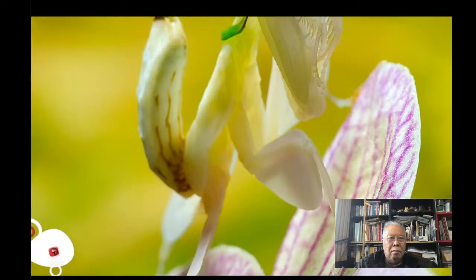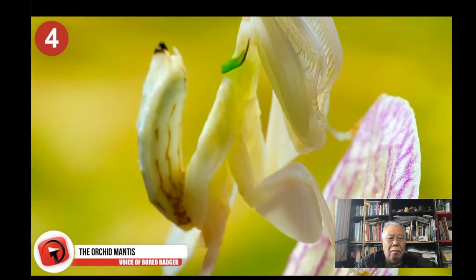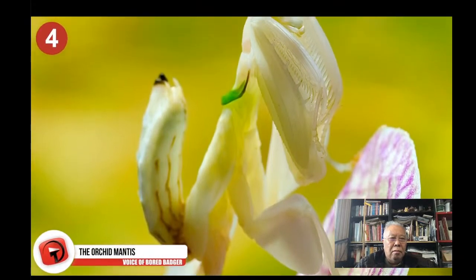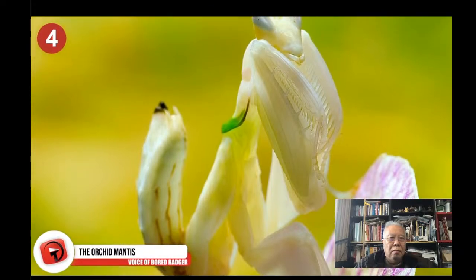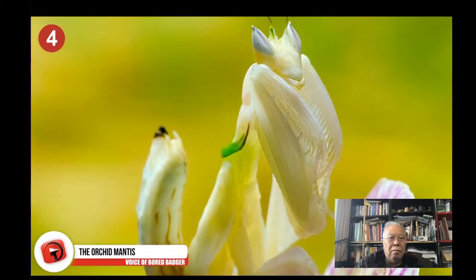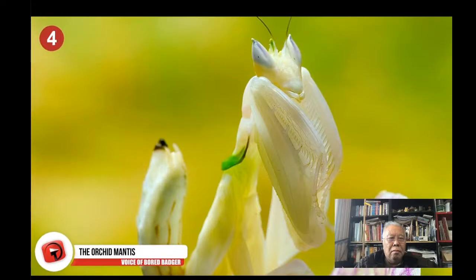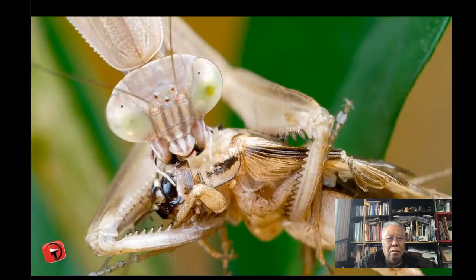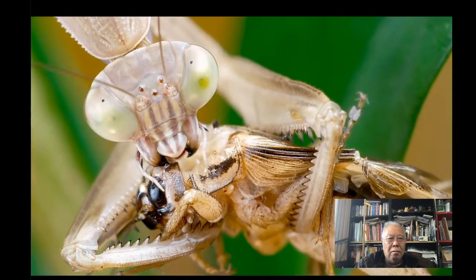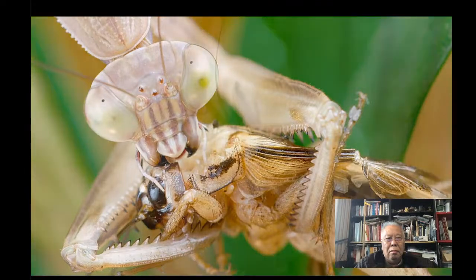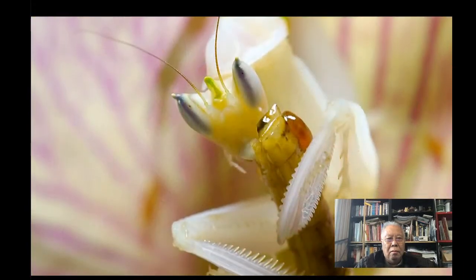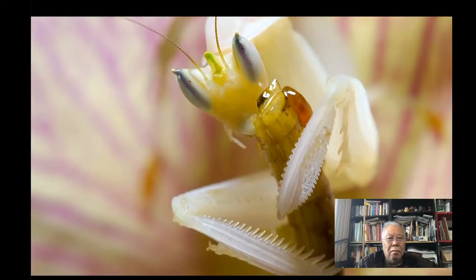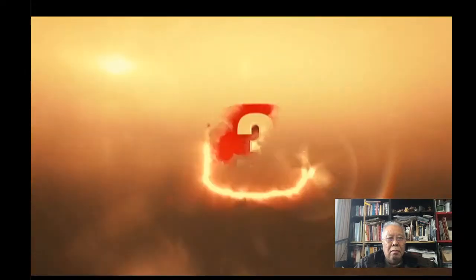Number 4. The Orchid Mantis. The Orchid Mantis is a species of praying mantis that beautifully uses the art of camouflage to mimic the colors and shapes of the orchid flowers. Not only are these mantises aesthetically pleasing, but they are deadly as well. Deadly, of course, not to humans, but to the bees, butterflies, and other insect pollinators who are deceived by the cunning trickery of the Orchid Mantis. An unwary insect that lands on the Orchid Mantis will meet its end in one quick lash of the predator's claws.